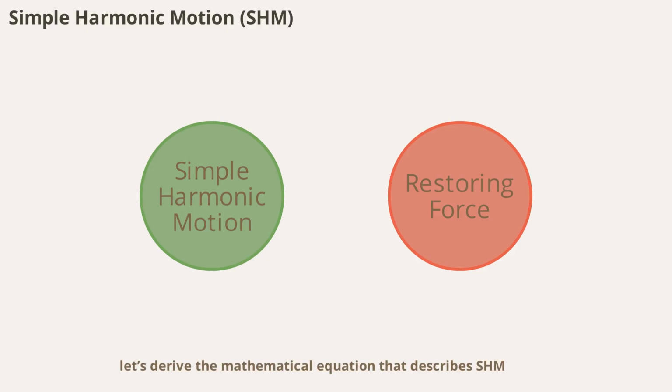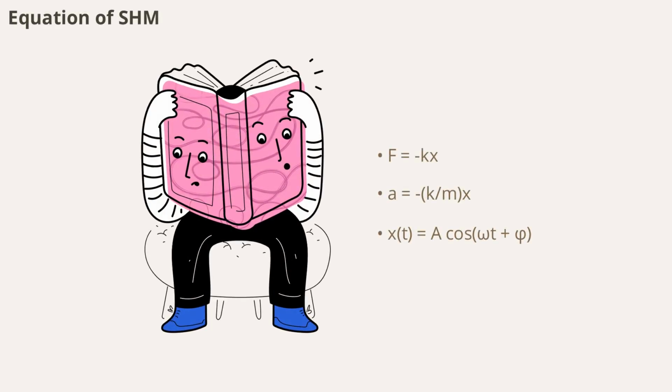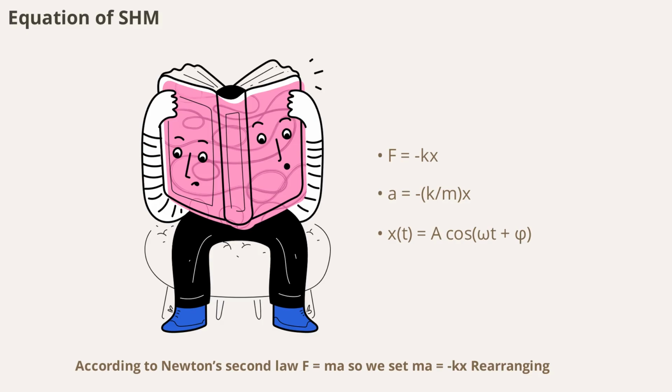Next, let's derive the mathematical equation that describes SHM. To describe simple harmonic motion mathematically, we start with the restoring force, which is given by F = -kx, where k is a constant and x is the displacement. According to Newton's second law, F = ma, so we set ma = -kx. Rearranging, we get a = -(k/m)x. This leads to the differential equation d²x/dt² + (k/m)x = 0.